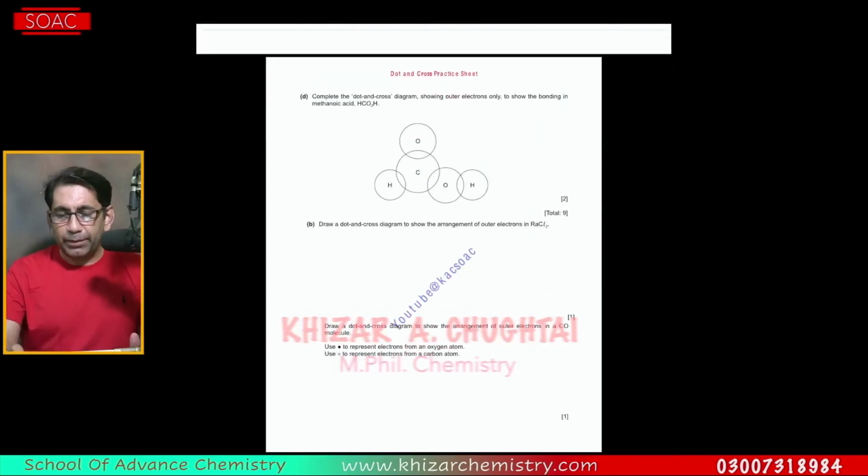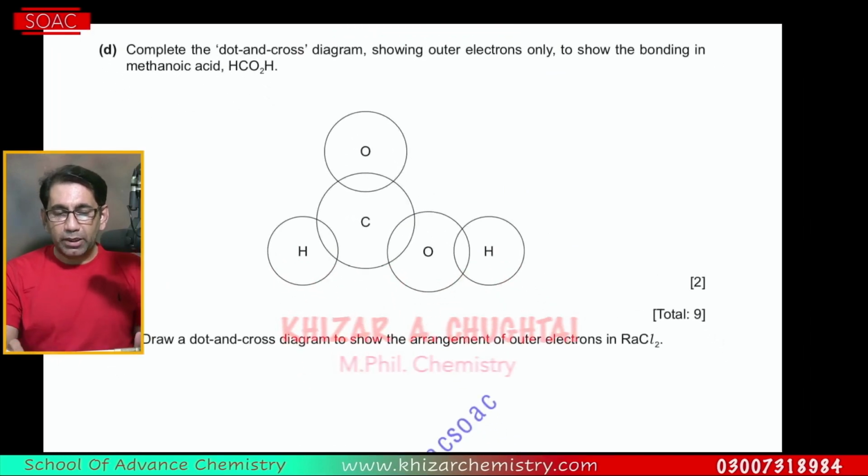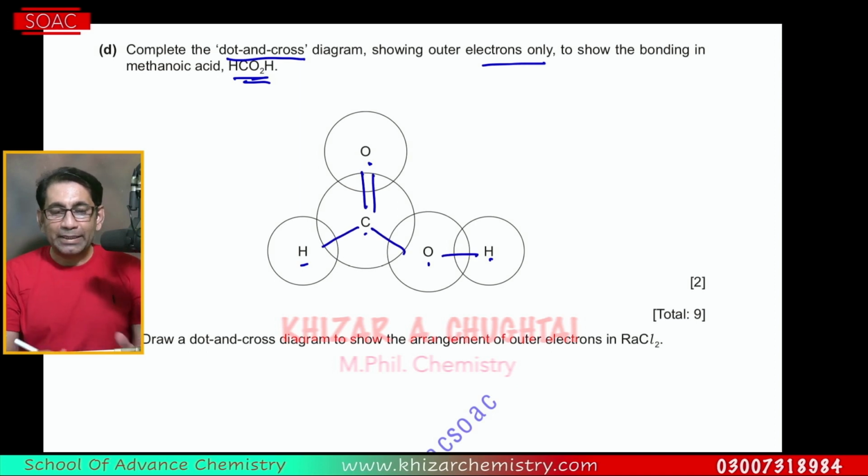Now come towards a few examples. For example, this question already has circles and the basic skeleton of the atoms: carbon, hydrogen, oxygen, oxygen, hydrogen. Complete the dot and cross diagram, showing the outer electrons only, to show the bonding in methanoic acid. So this is methanoic acid. You are familiar with the structure of methanoic acid. This is the Lewis diagram of methanoic acid. So carbon is making 4 bonds, oxygen is making 2 bonds, and each hydrogen is making 1 bond.